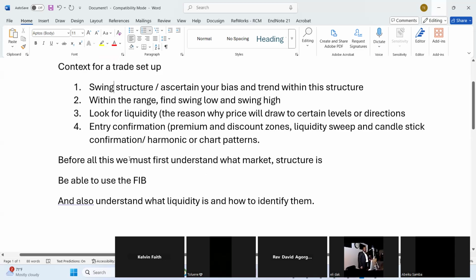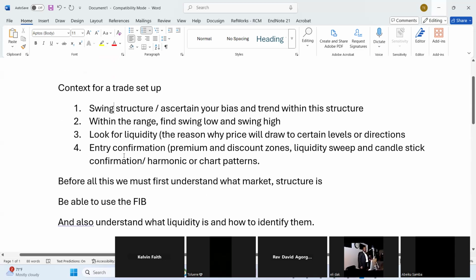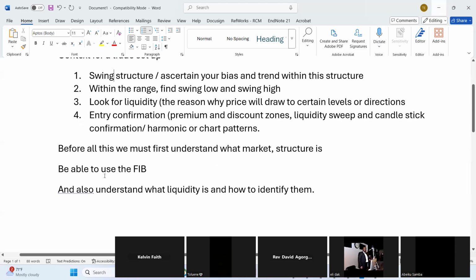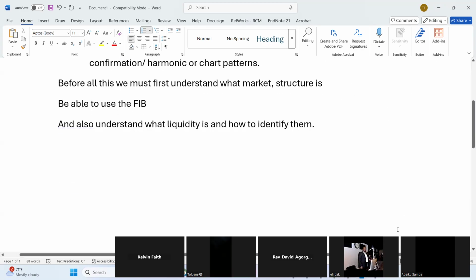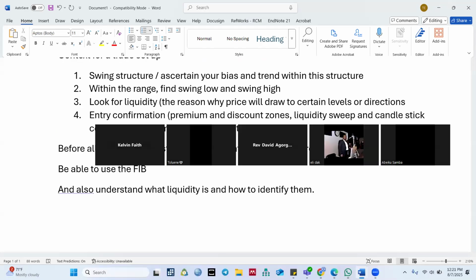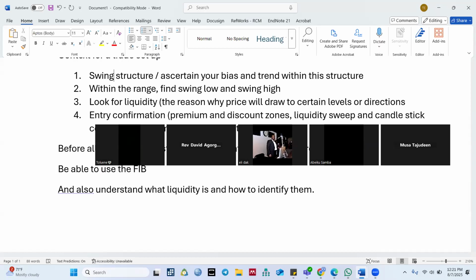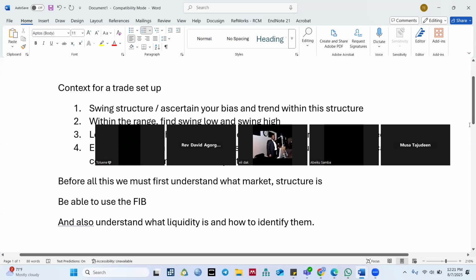But before I search for these four things, I have to first understand what market structure is. I also have to learn how to use the Fibonacci, or the Fib. And I also have to understand what liquidity really is and how to identify it. So these are the things that we are going to look at in this session, or in this series. Let's first start with what market structure is.